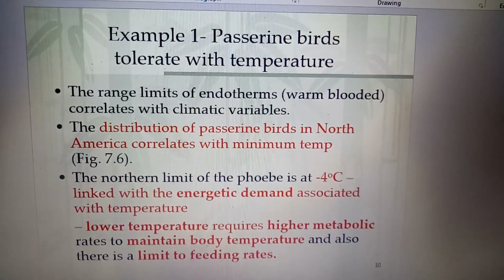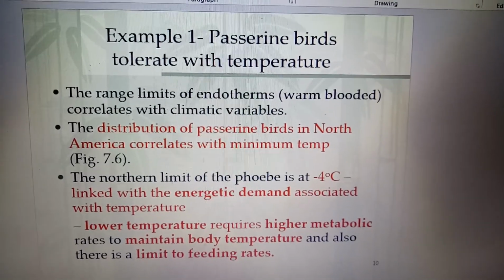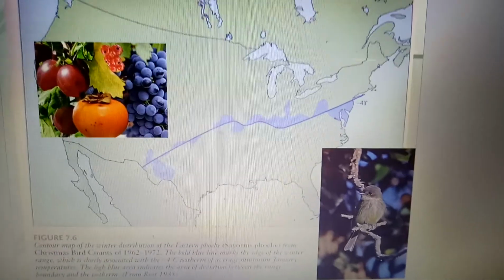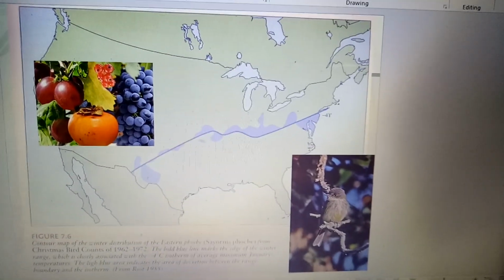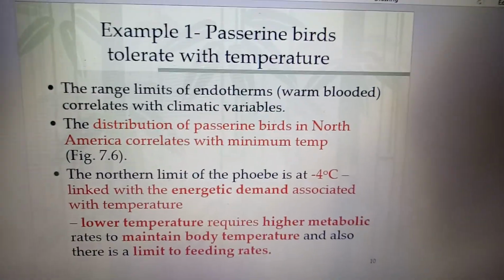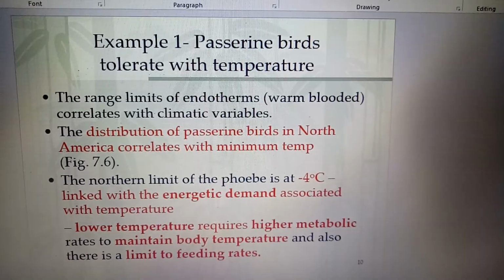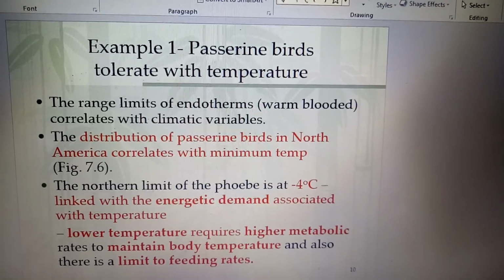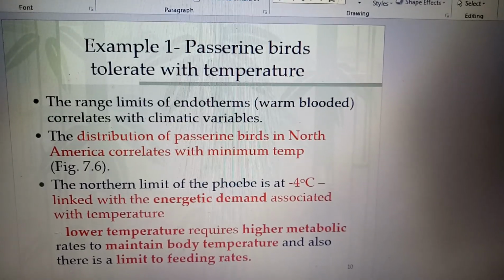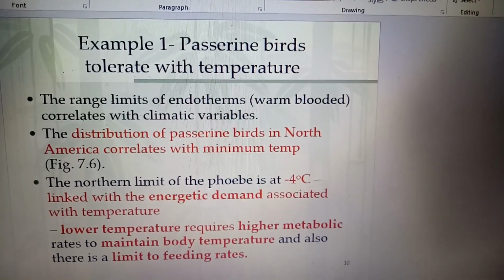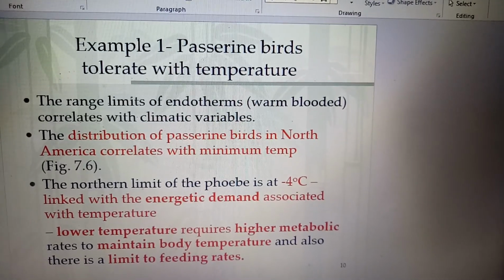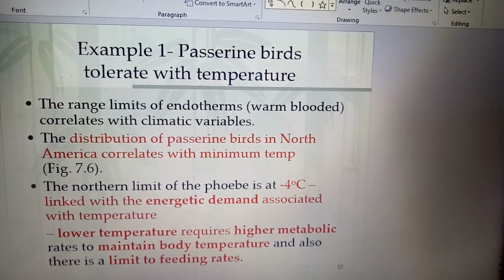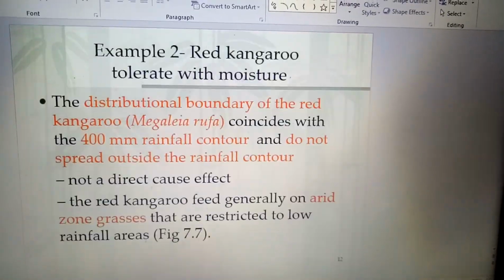If you look at figure 7.6, here the southern and the northern limit. The northern limit of the passerine is at minus 4 degrees Celsius and linked with the energetic demand associated with temperature. Lower temperature requires higher metabolic rates to maintain body temperature, and also there is a limit to feeding rates. So this is the related figure.